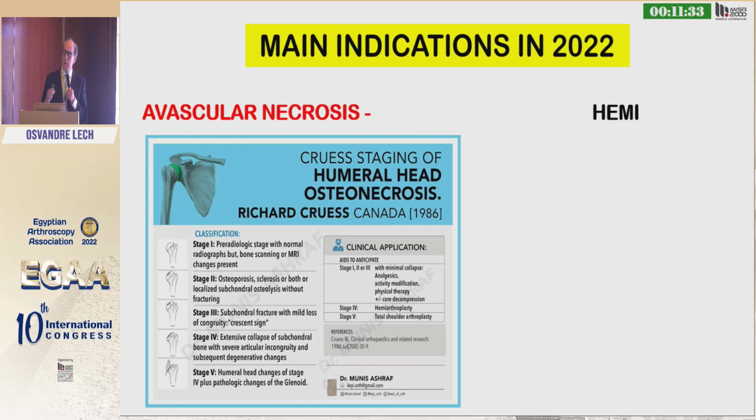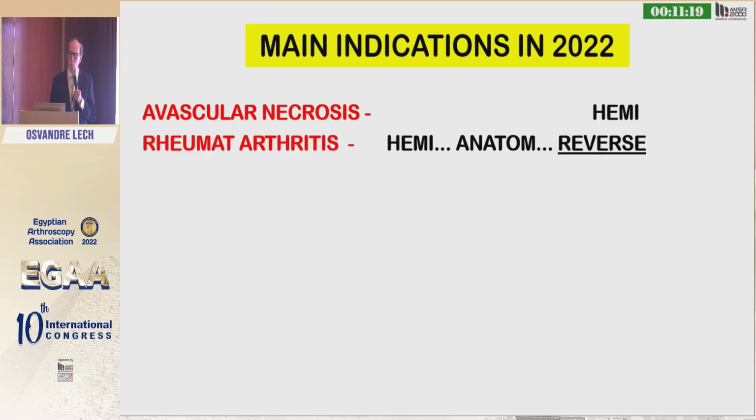These indications today, we may discuss among experts, but on average, when you have avascular necrosis, still Hemi is the way to go. When you have rheumatoid arthritis, my generation started with Hemi. Then we went to Anatomic. And according to the age, you can do a reverse.